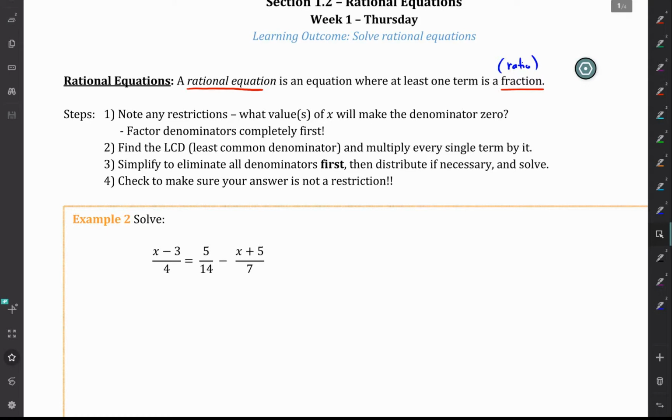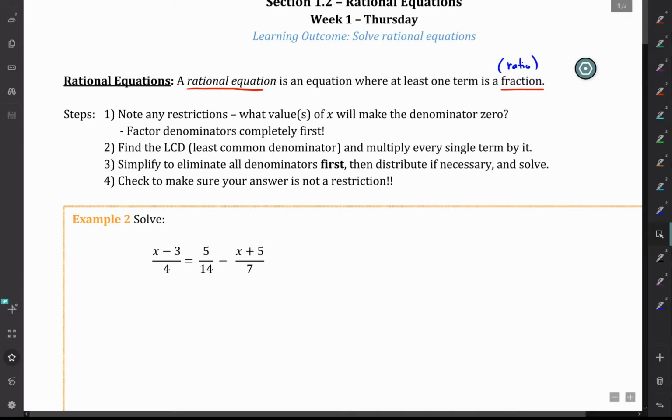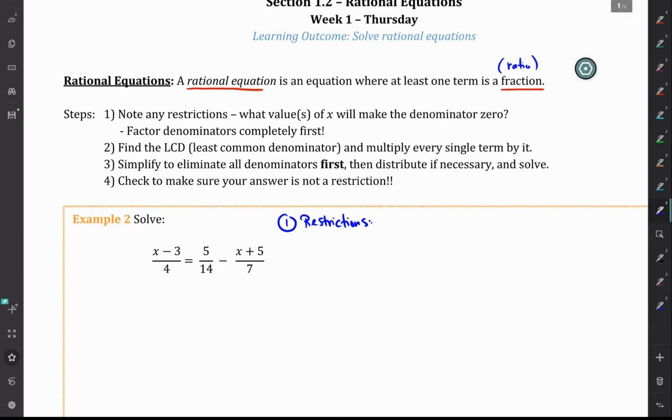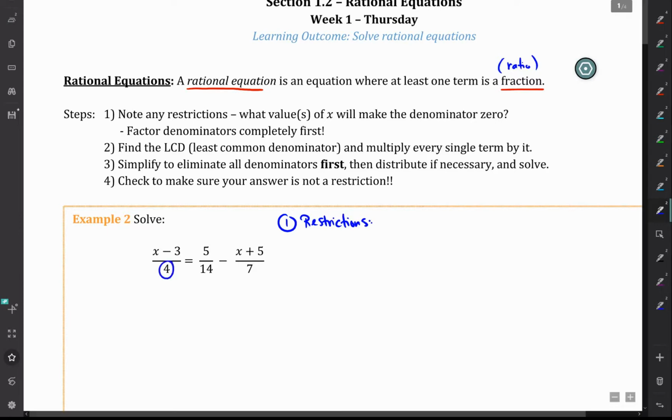So this is a four-step process. The first step is to note any restrictions. So one, you ask yourself, are there any restrictions? And the restrictions would be if there's a value of x that makes one of the denominators equal to 0, then that would not be allowed. But here, all three of our denominators are constants, so they don't even have x in them. So there are no restrictions in this case, because x doesn't appear in the denominator.